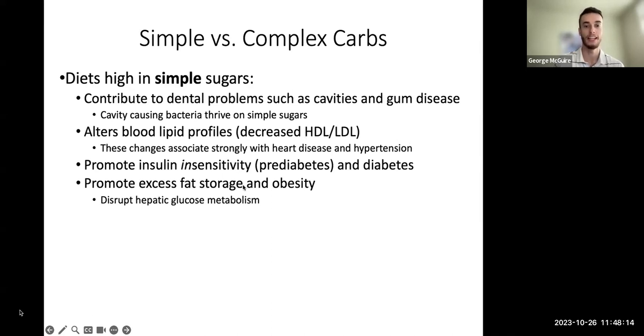These simple sugars have a really strong effect on things like insulin insensitivity. So like I said, messing with our body's ability to respond to our natural hormones that are there to regulate blood sugar. And so insulin insensitivity is also referred to as pre-diabetes because insulin insensitivity can ultimately develop into type 2 diabetes. And then lastly, this also promotes excess fat storage and obesity.